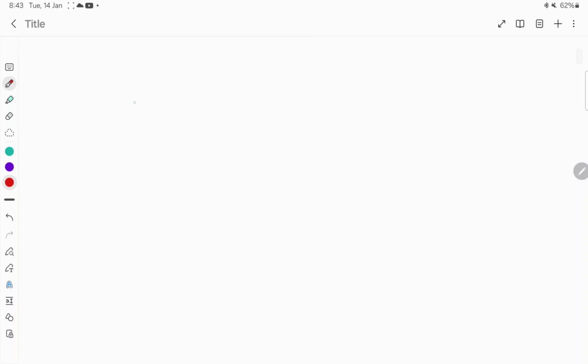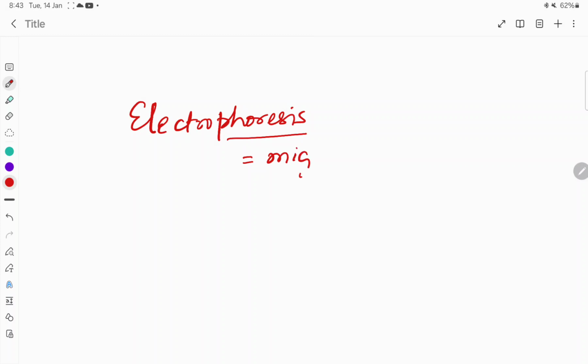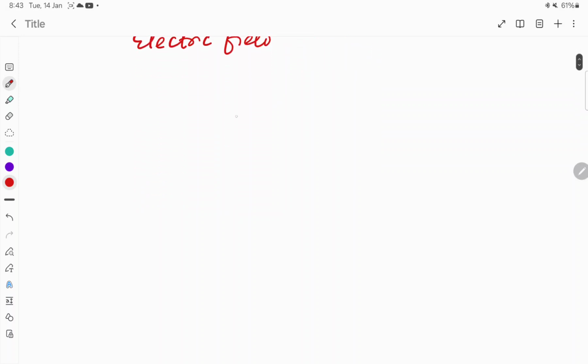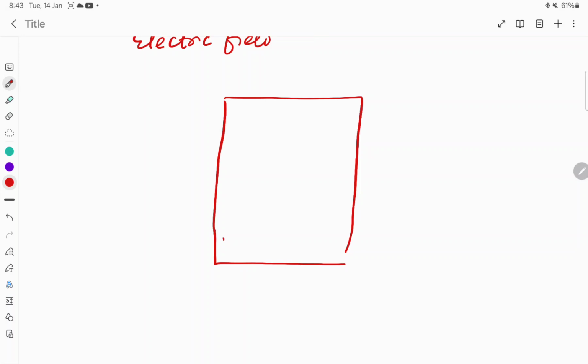Today we are going to study about gel electrophoresis. Electrophoresis is derived from two words, electro and phoresis. Phoresis means migration, and electro provides the electric field. So when an electric field is applied, the charged particles will move to opposite electrodes.